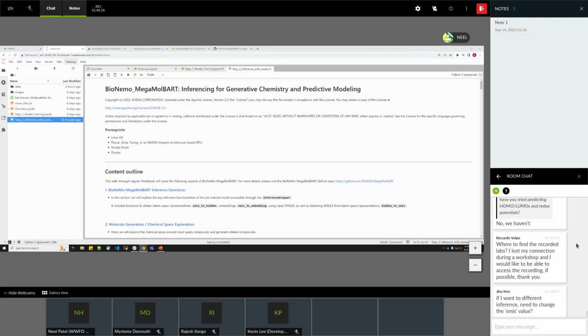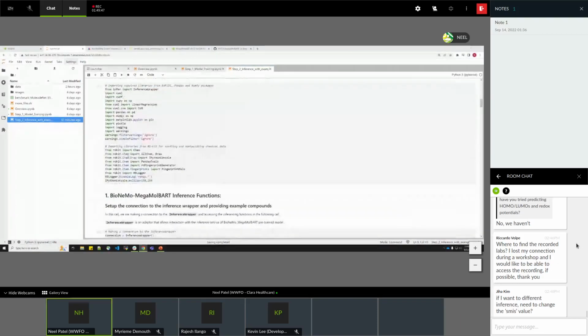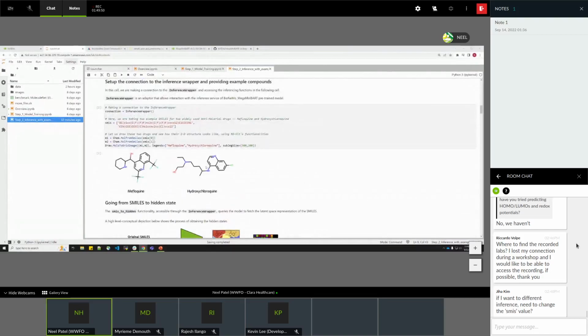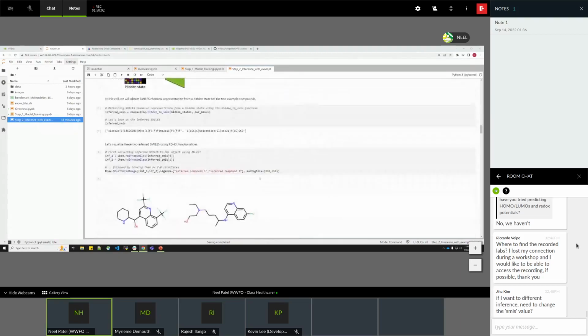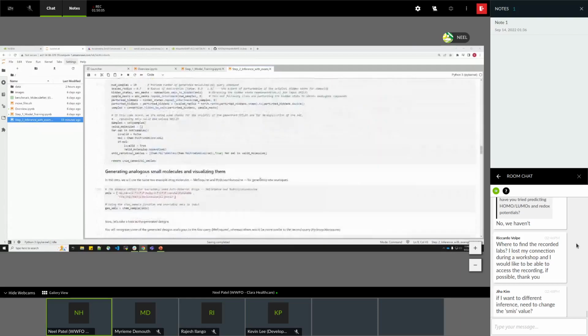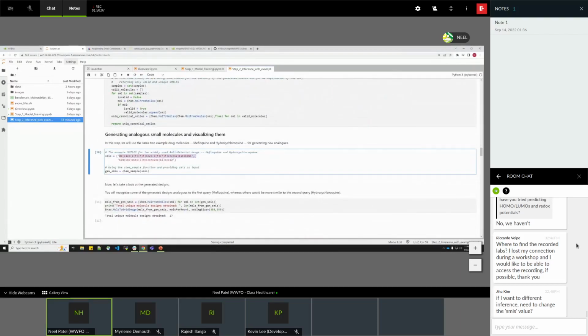There's a question about different inference. Yeah, so if you have a different SMILES, you can just change the SMILES, depending on what cell you are referring to. You can rerun basically the whole lab if you want to use different SMILES for inferences, or if you are at a particular step, for example, molecular generation, you can change the SMILES string with your preferred example and run the following cells.